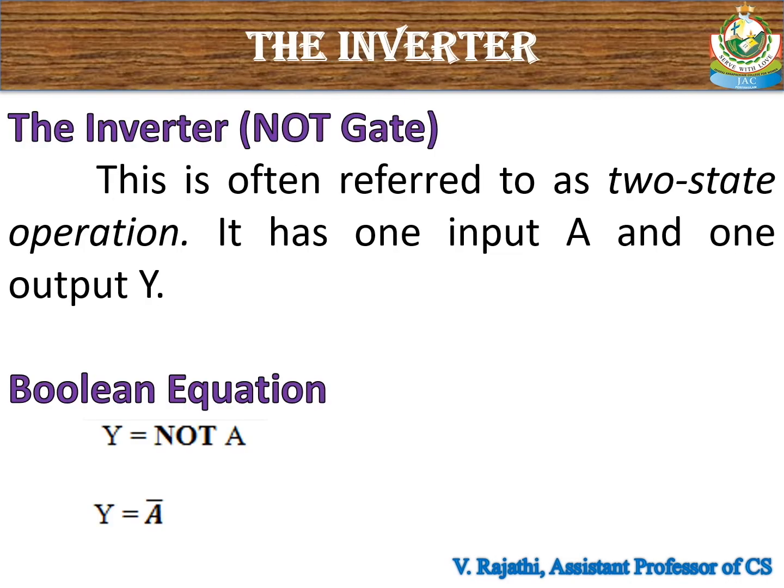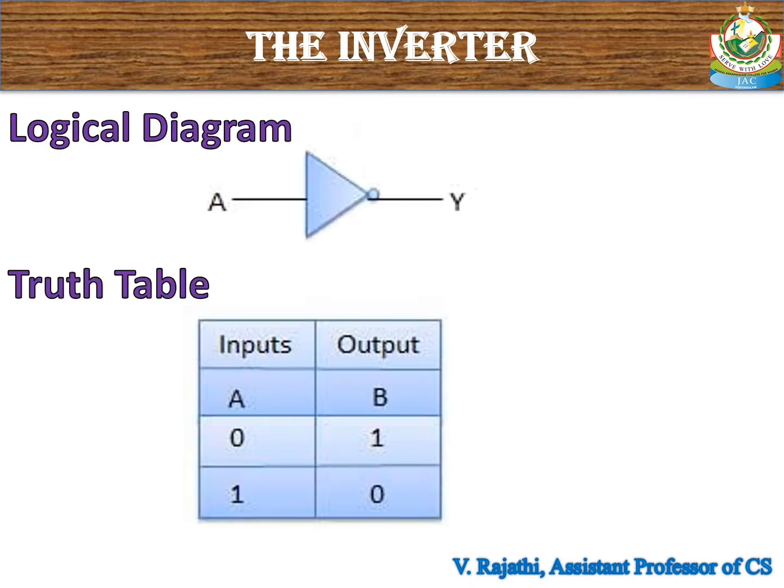The inverter, also called the NOT gate, is often referred to as a two-state operation. It has one input A and one output Y. The Boolean equation is Y equal to NOT A, which we can also write as Y equal to A bar. This is the logical diagram for the inverter, and this is the truth table. It has only one input and only one output, which is the alternative. If we give the input as 0, we get the output as 1, and when we give the input as 1, we get the output as 0.